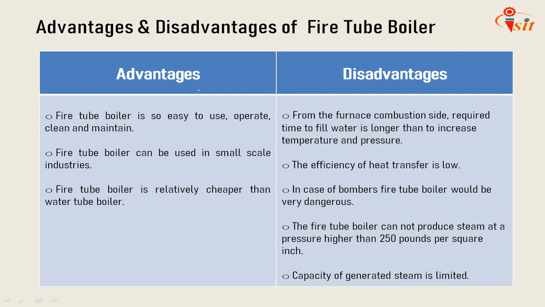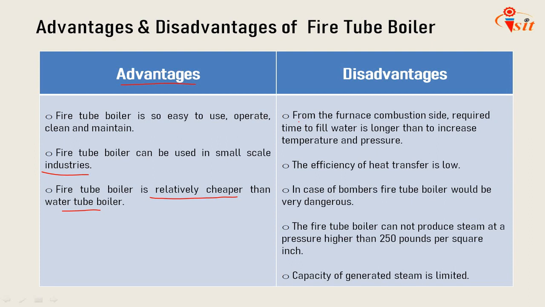So that is about these types of boilers. Now we will discuss the advantages and disadvantages of fire tube boilers. Here the advantages are listed. That is, a fire tube boiler is easy to use, operate, clean and maintain. It can be used in small scale industries also. It is relatively cheaper than water tube boilers.